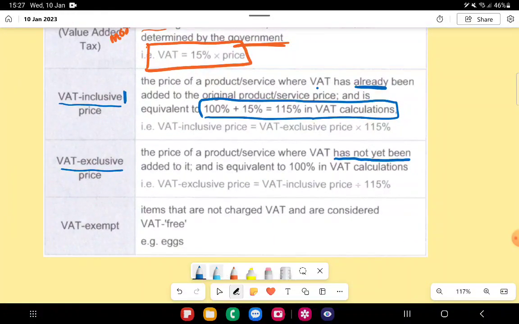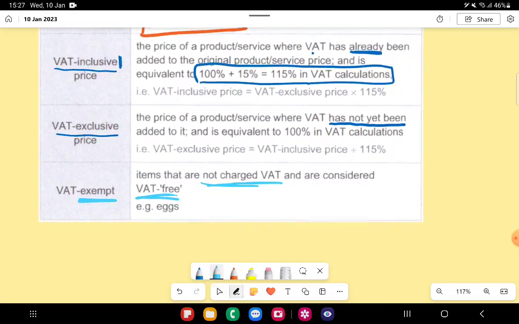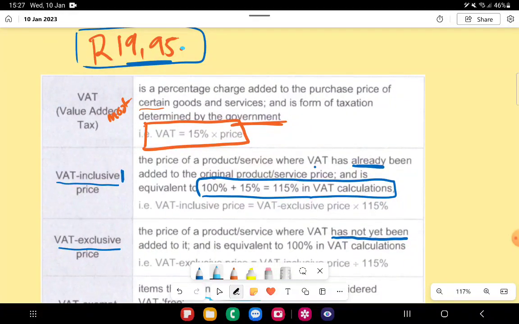The third thing I want you to understand is exempt. The word exempt means that the item, the product or the service that you're buying, is never charged VAT. It is VAT free. VAT exempt means it is VAT free. Now, what kind of goods are VAT free? Generally, they are your basic needs, things that you need. So here you can see our example as eggs. It will be your fruits, your vegetables, and your basic grocery items. When I gave you this example here, I was talking about bread.